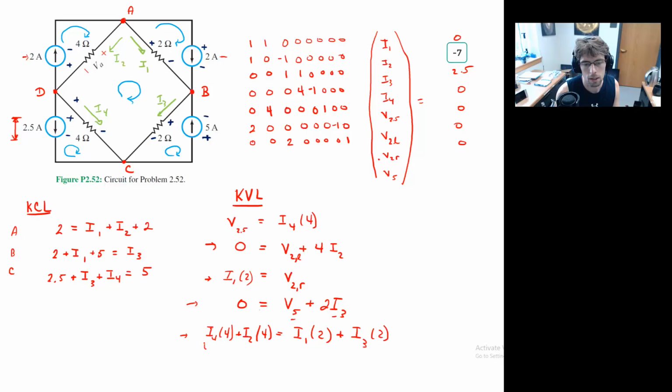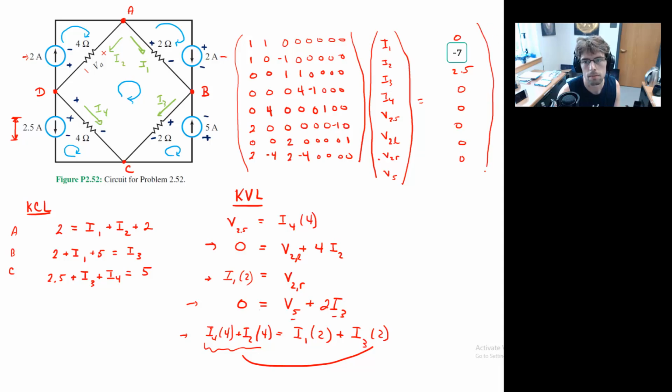I will go ahead and move these two over to the other side. And so what we have is 2, negative 4, 2, negative 4, don't drop that negative sign, and then zeros for the rest of the time. And that whole thing equals 0. Sehr gut, sehr gut, sehr gut.